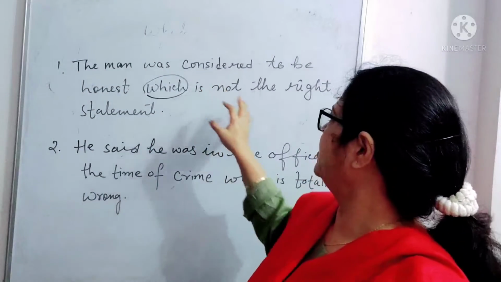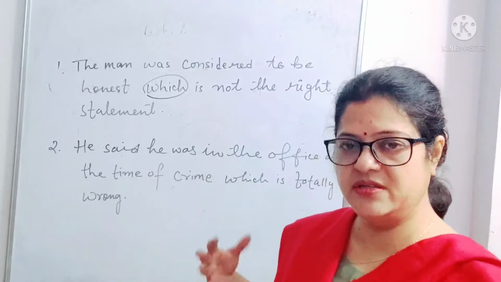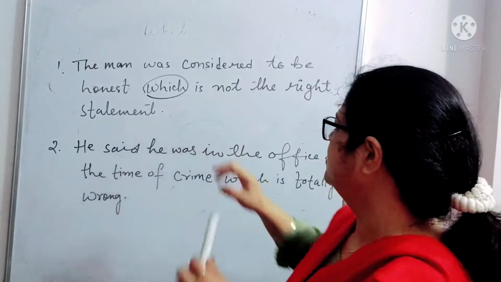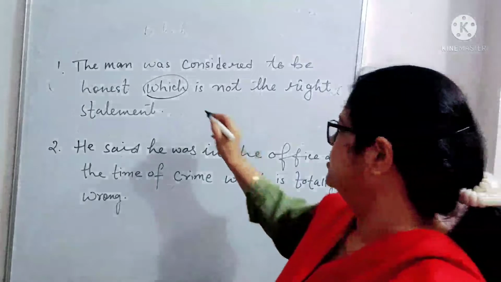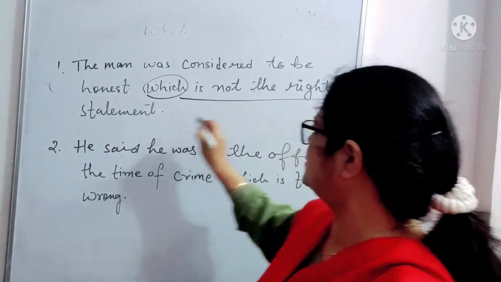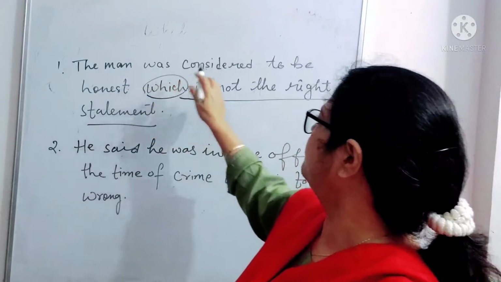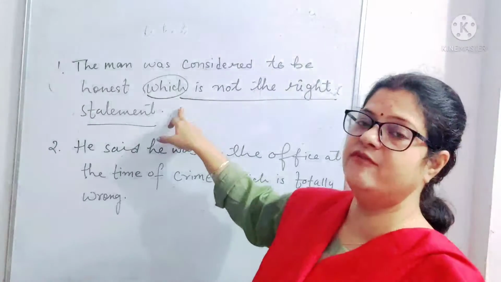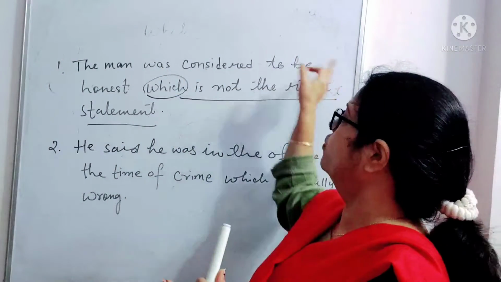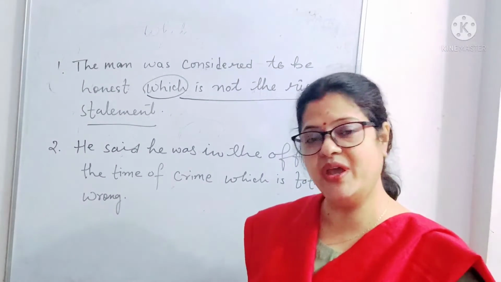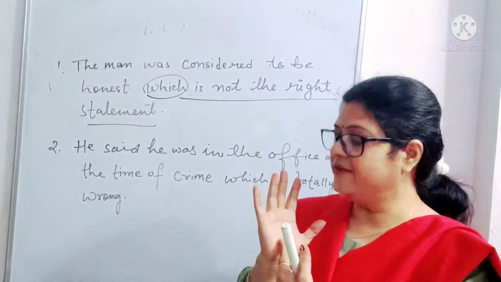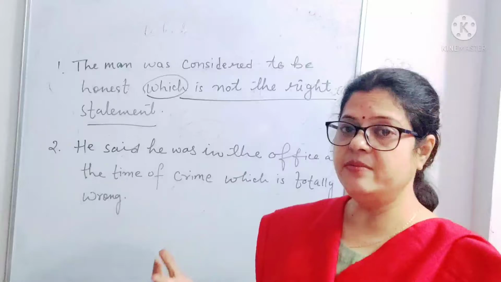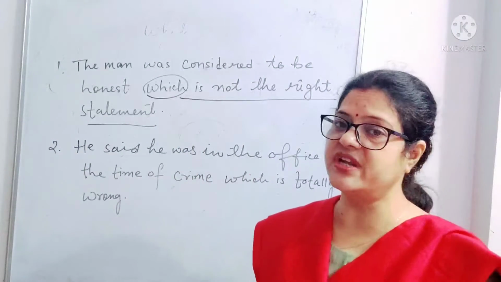Okay, it cannot be called a phrase because here we find that a verb is there, and in a phrase we don't find any verb. So: the man was considered to be honest, which is not the right statement. What is not the right statement? The statement that the man was considered to be honest. So here we see that this relative clause is telling about the whole sentence. Okay, so the relative clause with which can be used for a lifeless thing or some animals, but it can also tell something about the whole sentence as well.